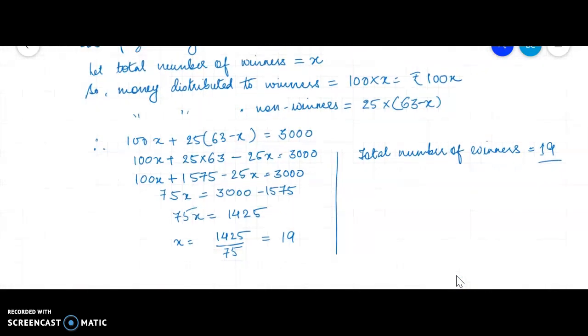Now, how will you solve this? You know that the total money spent in distributing this prize money is given, 3000. So we'll add the winners' prize money and the non-winners' prize money and equate it to 3000. When you solve this, you use the distributive property, and you will get the value of x as 19. And x was what we were supposed to find, right? So the value of x is 19. That means the total number of winners was 19, and this is the solution for this question.